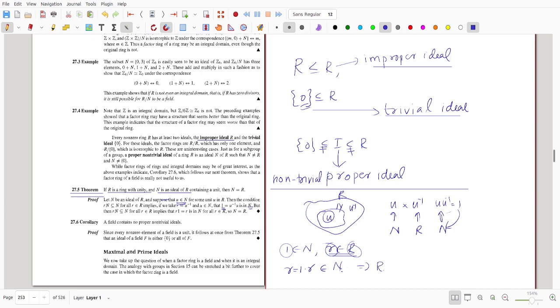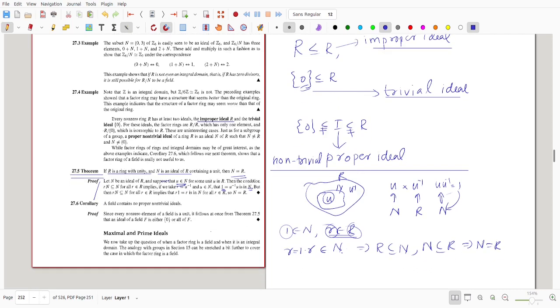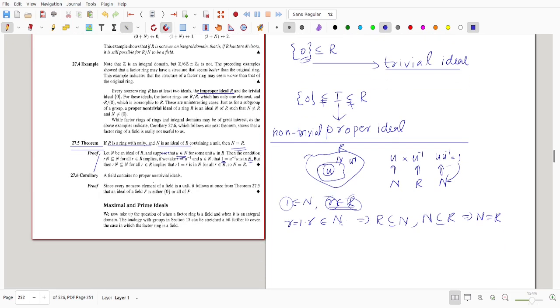What is the meaning of this? R is contained in n. Since this n is an ideal, n is always contained in r, and these two inclusions together say that n is equal to r. So this 27.5 says that if n is an ideal with unit, then n is the same as r itself.